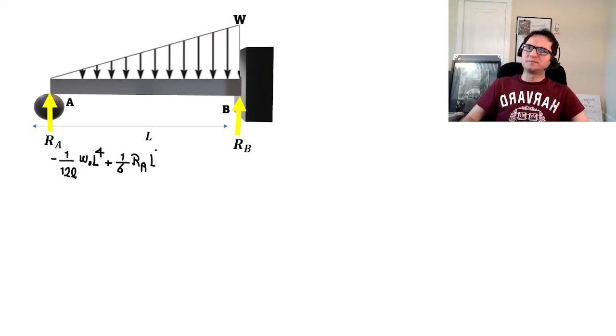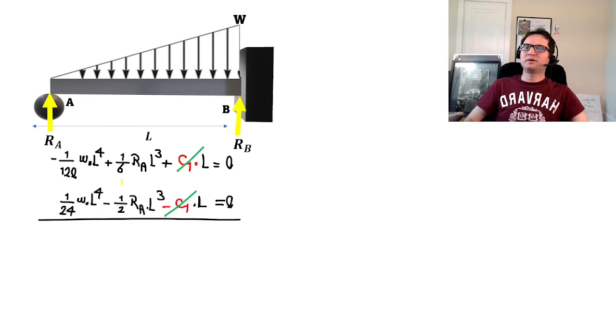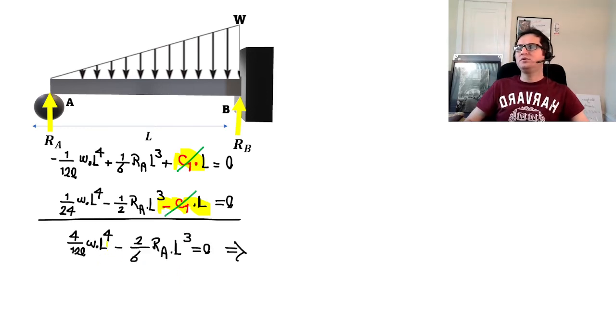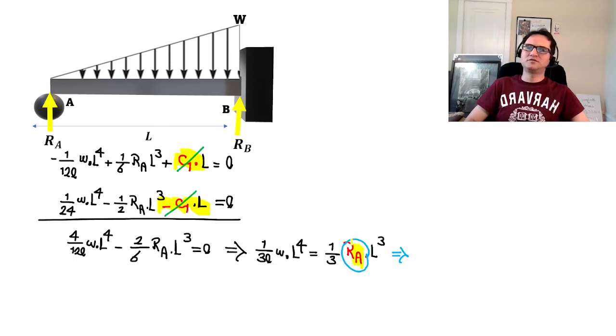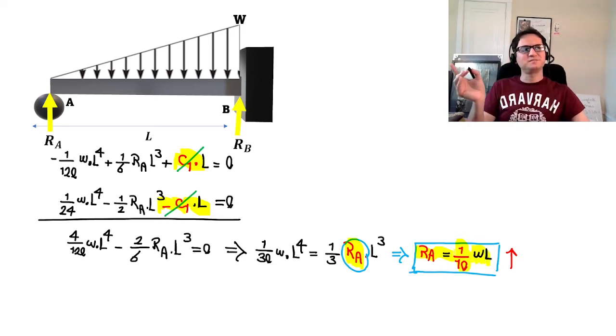If you rearrange the equation by multiplying equation 4 by negative L, you can easily cancel out C1L by negative C1L, and you can see 4 over 120 WL to the fourth minus 2 over 6 RaL cubed equal to 0. You simplify the equation, and it gives you Ra equal to 1/10 of WL. It's pretty interesting, because the bigger chunk of W is closer to B.